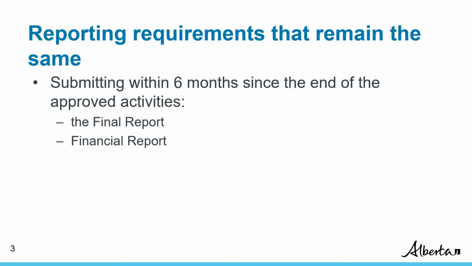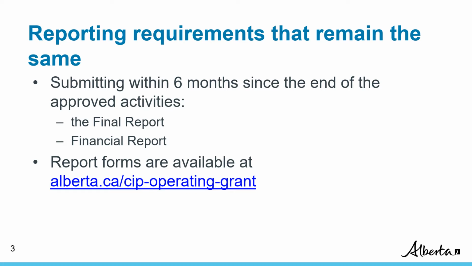And the final report is accompanied by a financial report, which is basically a spreadsheet template for entering accounting information for the project. And failure to submit the reports or inappropriate usage of funds may result in organizations' disqualification for any future Alberta government's grants. The forms are available on the Community Grants website at the given link, alberta.ca/CIP-operating-grant.